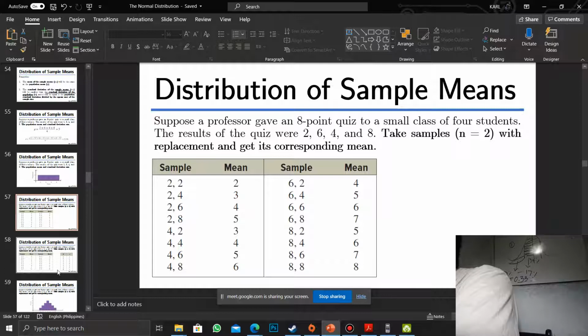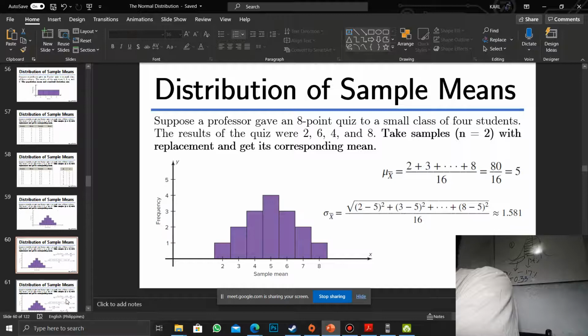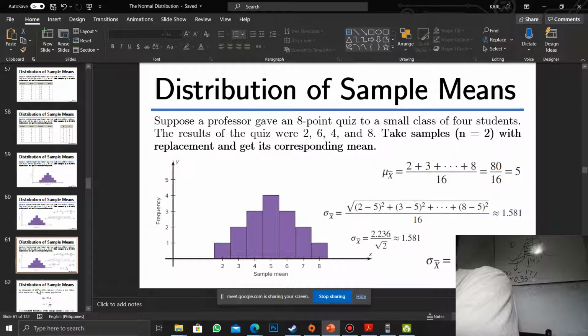So, kinuha niya yung sample means ng lahat na pwede makuha ang sample from each. We get this. Then we get this. See? Normal distribution siya after. So, ano napansin natin? Computing yung standard deviation, it's 1.581. Yung isa, it's 5, no? Ano napansin natin? We get these relations.